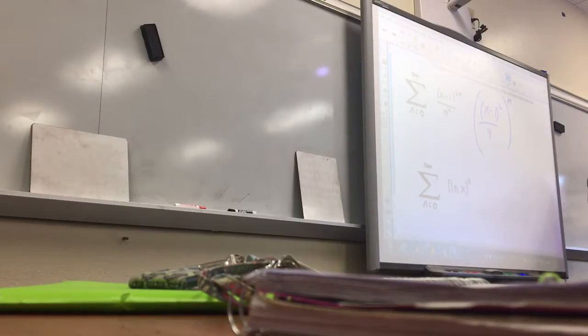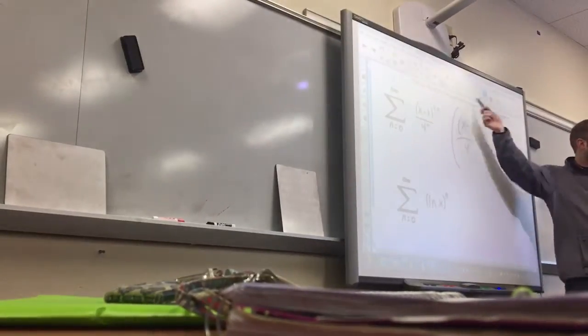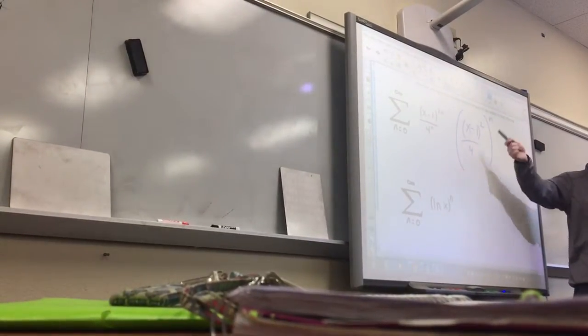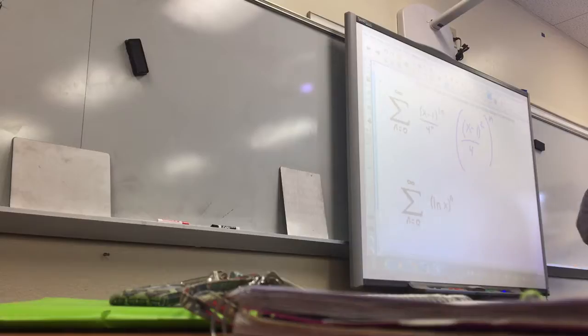So what am I doing? I'm simply multiplying by this over and over again, right? By x minus 1 squared over 4, all right? And those of you that did the ratio test on this, did you end up getting x minus 1 squared over 4 as your L value? Yeah. Yes.